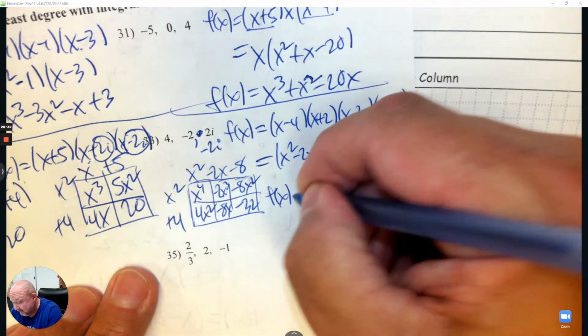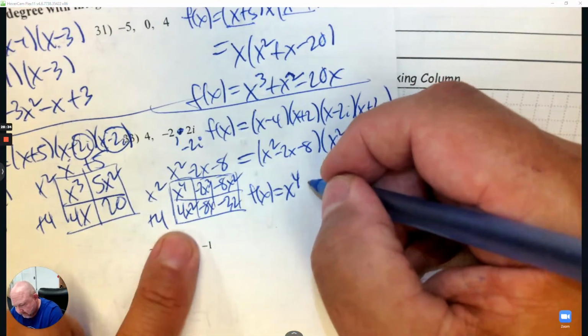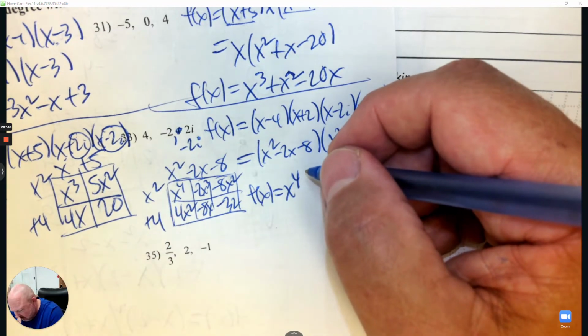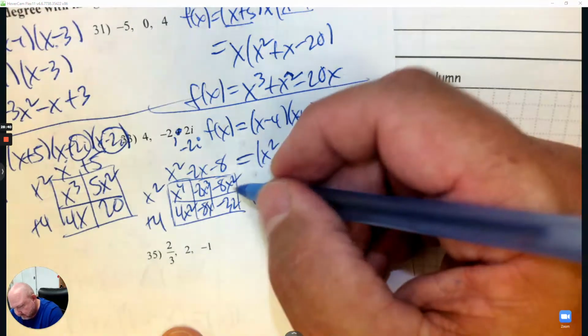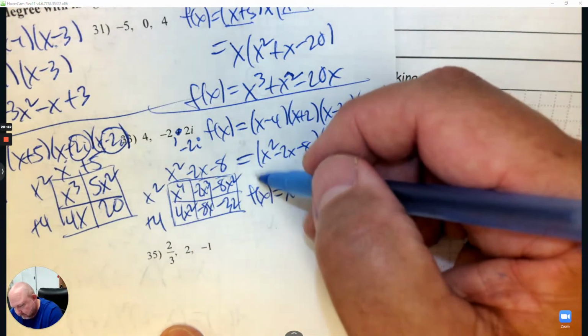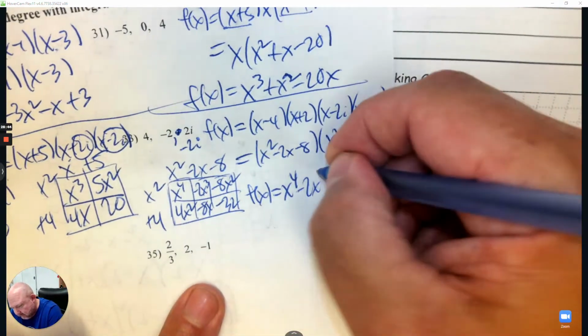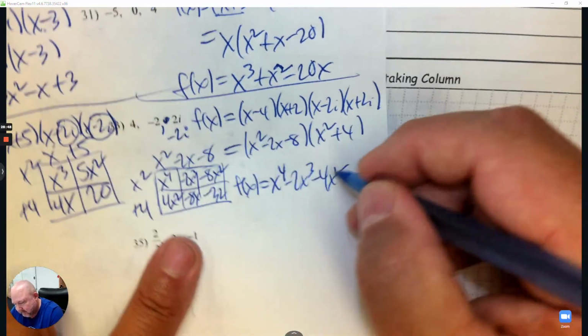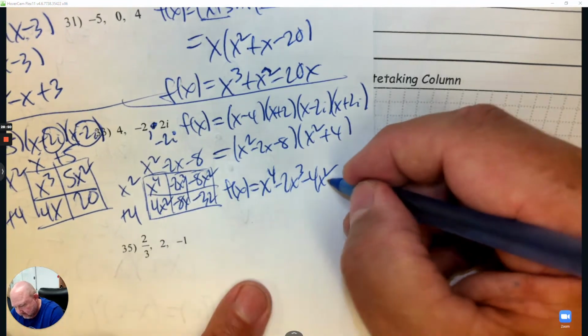So now I'm going to put it together. X to the 4th, minus, did I do that right? Yeah, minus 2x cubed, and then minus 4x squared when you combine like terms, minus 8x minus 32.